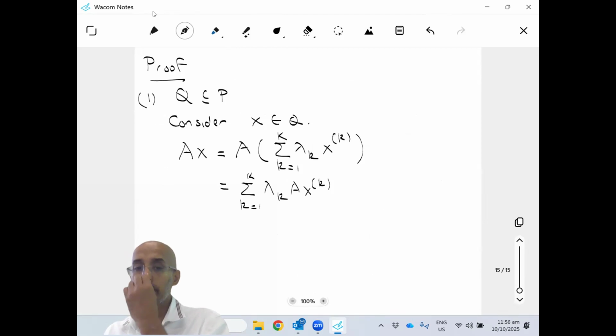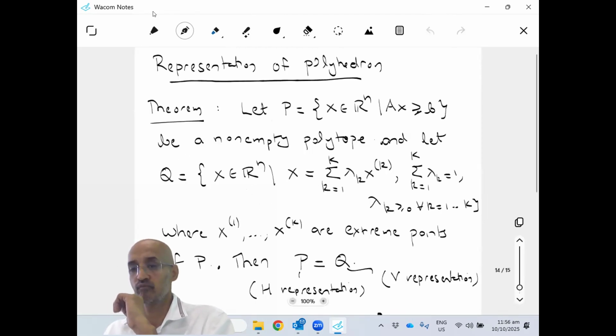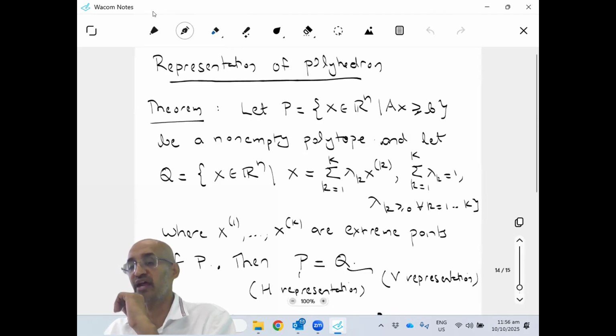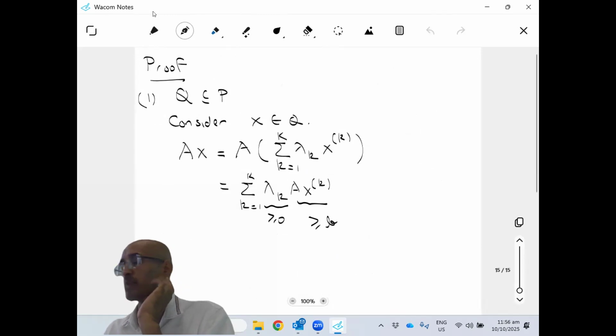Okay. What do I know about lambda k? It's non-negative. Xk is an extreme point of P. That means Xk's lie in the set. So I know that each AXk is greater than or equal to B. It's an extreme point of this set, so it has to lie in the set. Okay. So this is greater than or equal to B. These are non-negative numbers, so this clearly has to be greater than or equal to.